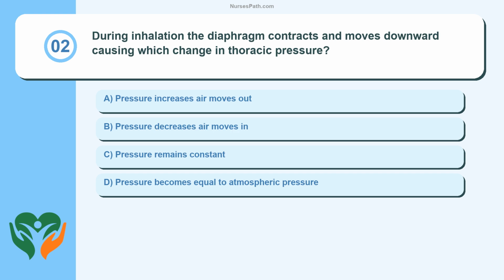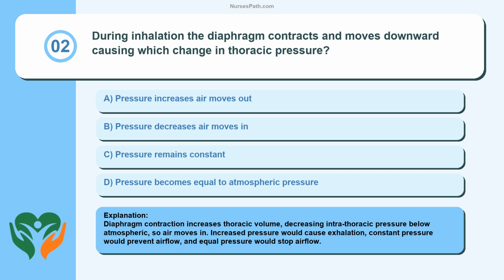Question 2. During inhalation the diaphragm contracts and moves downward, causing which change in thoracic pressure? Pressure increases, air moves out. Pressure decreases, air moves in. Pressure remains constant. Pressure becomes equal to atmospheric pressure. Diaphragm contraction increases thoracic volume, decreasing intrathoracic pressure below atmospheric, so air moves in. Increased pressure would cause exhalation, constant pressure would prevent airflow, and equal pressure would stop airflow.